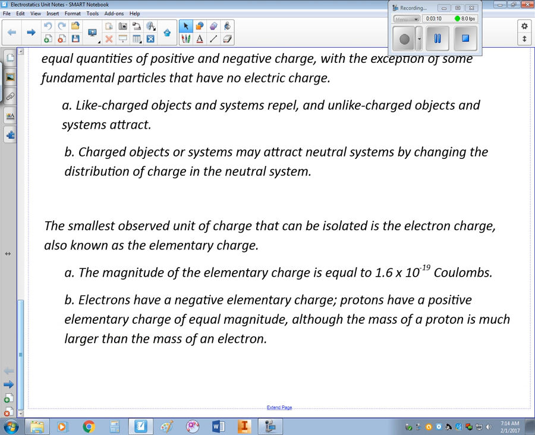The smallest observed unit of charge that we can isolate is the electron charge. This is also known as the elementary charge. It has a value of 1.6 times 10 to the negative 19th coulombs. That is the smallest charge we have been able to isolate. Electrons have a negative elementary charge, so electrons are negative 1.6 times 10 to the negative 19th, whereas protons have positive 1.6 times 10 to the negative 19th. So they have equal charges, just one's positive, one's negative. The mass of the proton, however, is much, much, much larger than the mass of the electron.